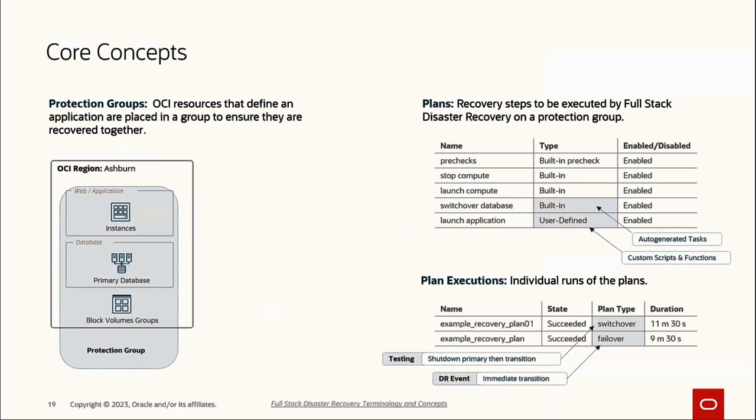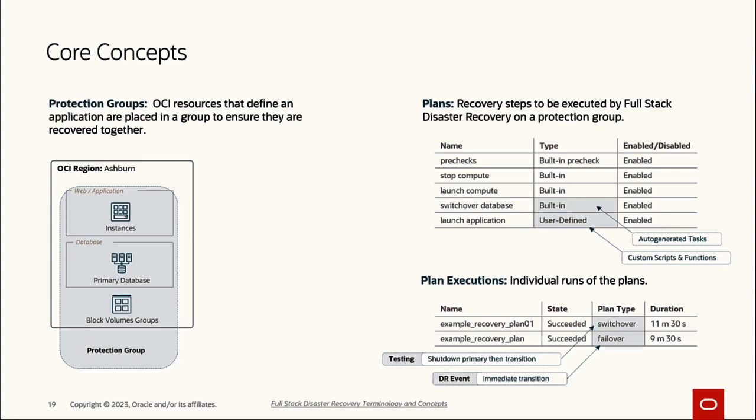Now, after you've added members, then you have plans. And the plans are basically the DR runbook or workflow, the actual steps. And you have two different types of plans. We have a switchover, and then we also have a failover. Oh, and I forgot on the plans, this is where you customize. This is how you customize stuff.